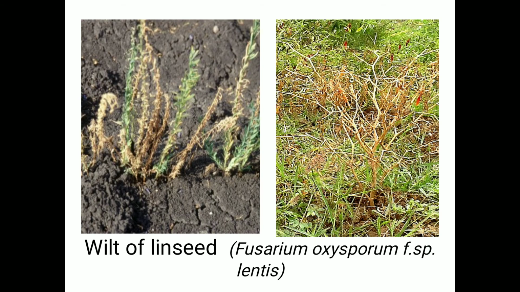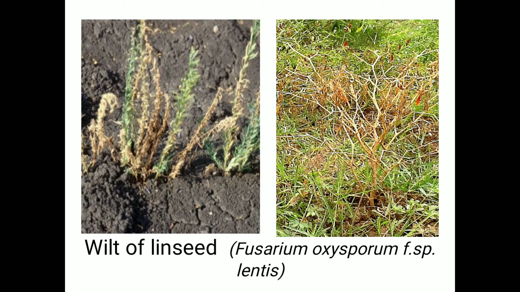Next, the wilt disease. Wilt of lentil is caused by the fungus Fusarium oxysporum f. sp. lentis. Regarding symptoms, wilt disease appears at all stages of the crop, but mostly the seedling stage and plant development stages are affected. Sometimes yellowish patches are observed in the field.